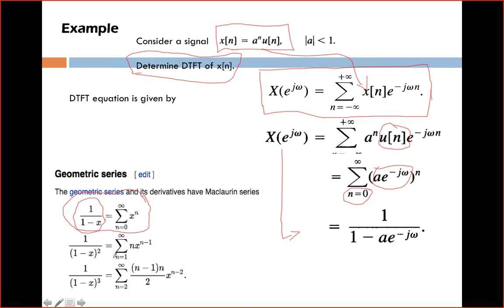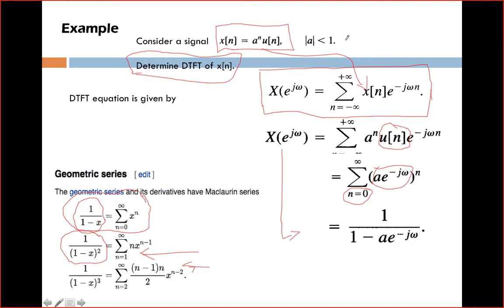like you can take the second equation, summation n equal to 1 to infinity n into x power n minus 1. If you come across this kind of equation, then you can reduce it using the formula 1 by 1 minus x the whole square. Similarly the third one, and you can even go higher. But we are going to bother only about the first and second ones. So we have determined the discrete time Fourier transform of the given signal x of n equal to a power n into u of n.